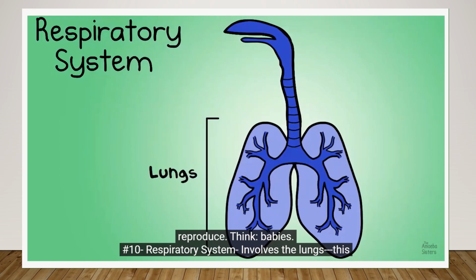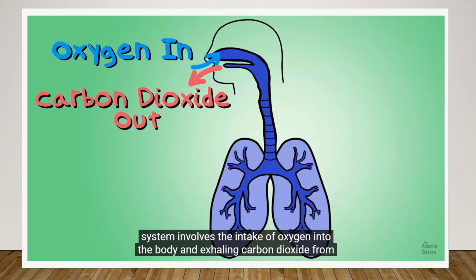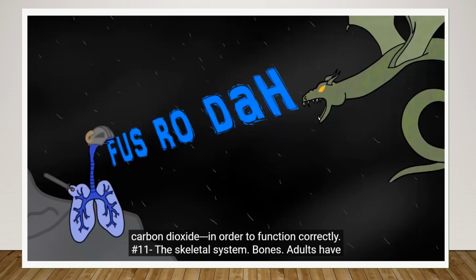Number 10, the respiratory system. This involves the lungs, and this system involves the intake of oxygen into the body and exhaling carbon dioxide from the body. Remember that your cells need this oxygen, and they need to get rid of carbon dioxide in order to function correctly.